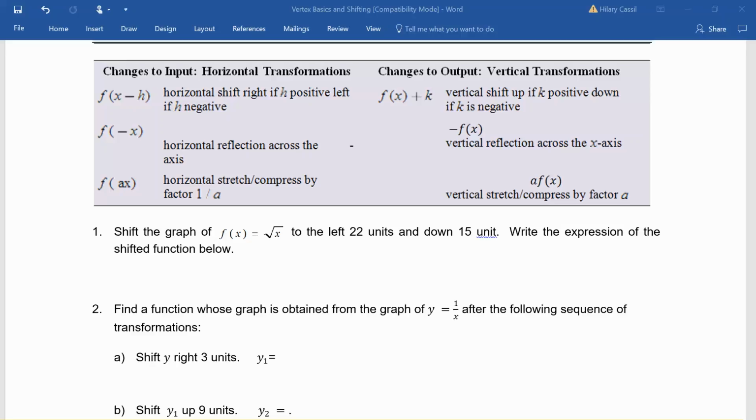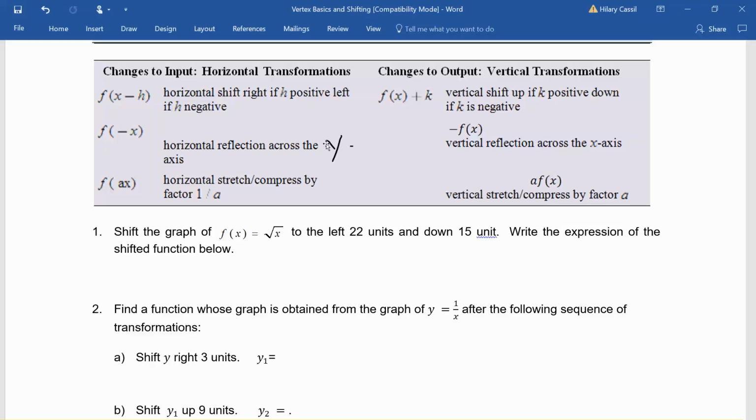F of negative x is going to reflect us across the y-axis. F of a times x is going to be a horizontal stretch or compression. We don't deal with that a lot, but just so we know what that looks like. F of x plus k is going to be a shift up k if it's positive. It's going to be a shift down k number of units if k is negative. Negative f of x is going to reflect us across the x-axis, like the parabola in our last problem was. A times f of x is going to be a vertical stretch if a is larger than 1, a vertical compression if a is between 0 and 1.